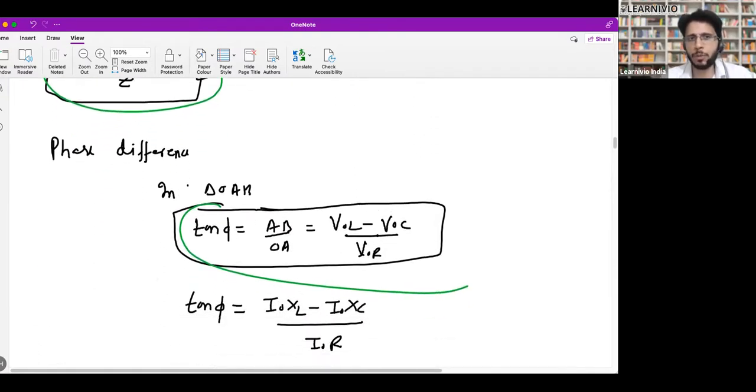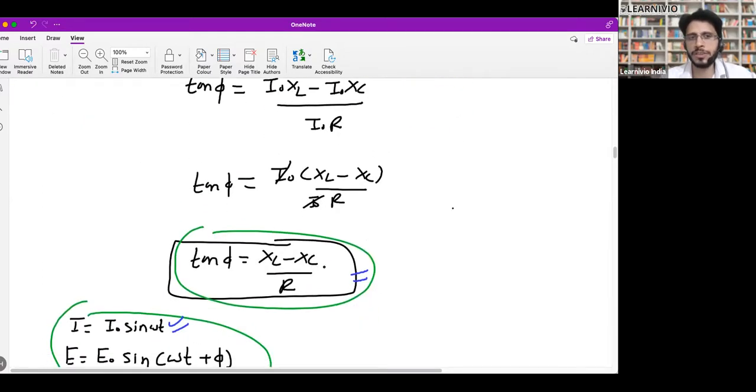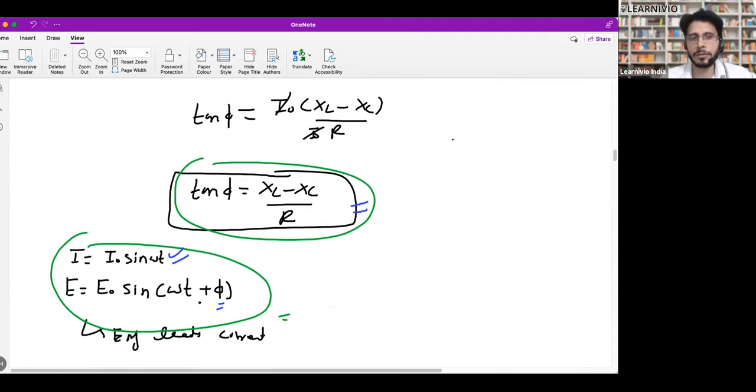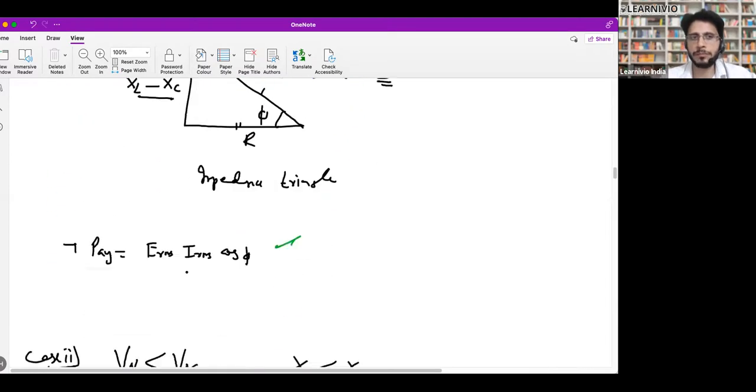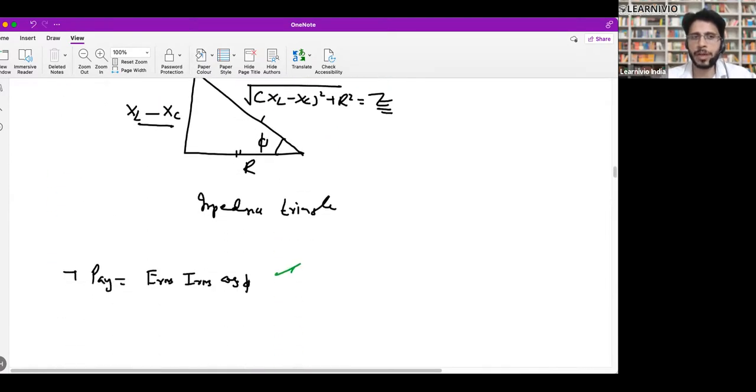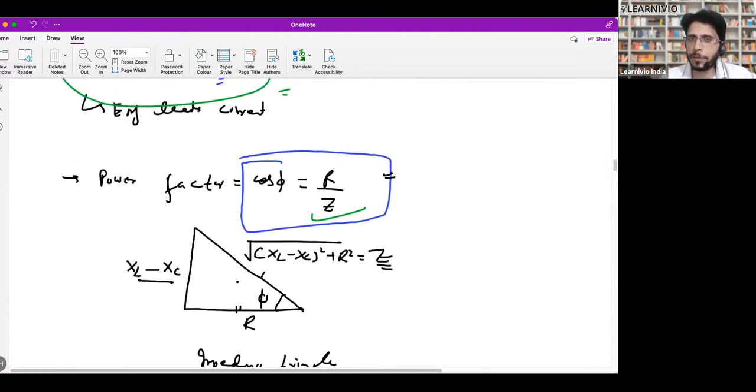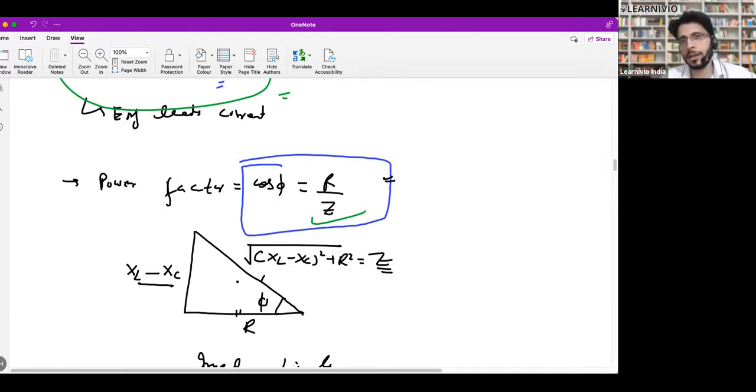In phase diagram, remove this V naught C. You will have only V naught L. Remove this XC, you will have only XL by R. Rest of the things will remain the same. Cos phi will remain the same, P average will remain the same. In the same way, you can calculate the RC circuit. In the RC circuit, we'll put XL equal to 0.